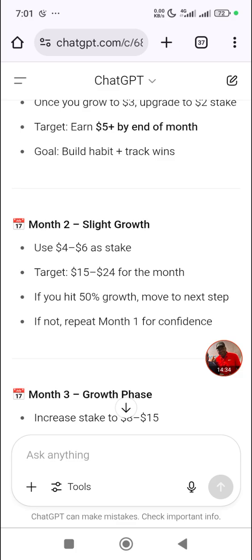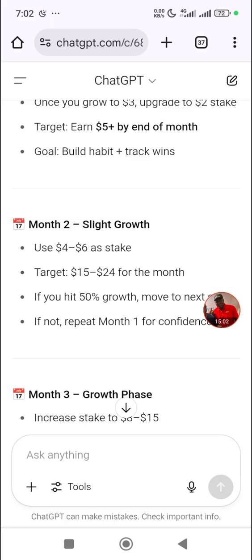If you did not, what you should do is go back to the plan for the previous month. You go back to this month 1 plan. You start using $1, $2 again till you understand and you balance your steps. So if not, you repeat month 1. It's for confidence purposes. It's for you to remember you are trying to master the process of making this money consistently.